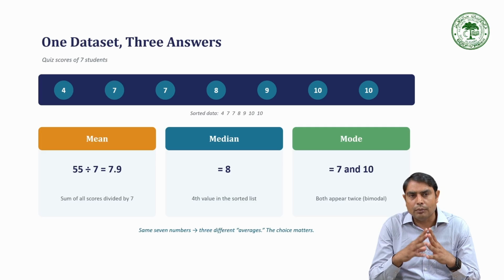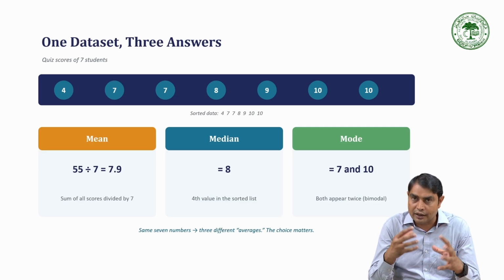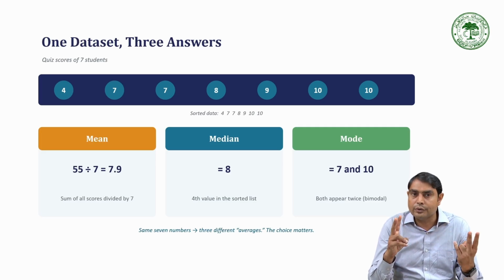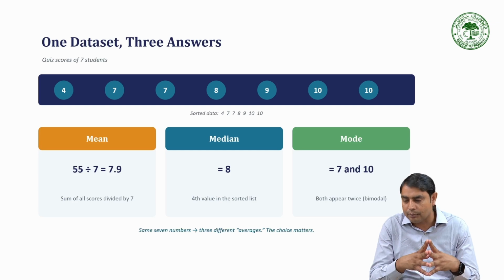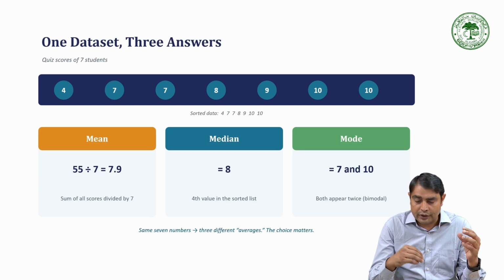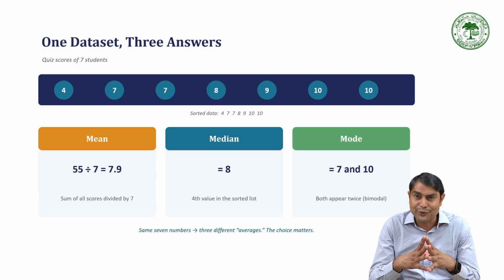And what about the mode? Mode only deals with repetition. So 7 and 10 are repeated twice. So it is a bimodal case where two values are repeated, 7 and 10, and therefore my mode is 7 and 10. So is the data symmetrical, if I ask you?